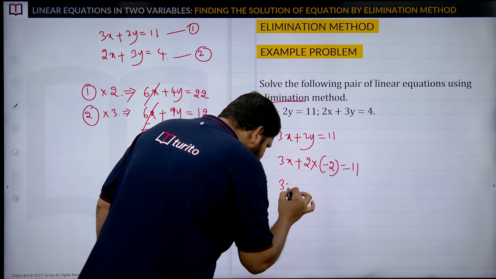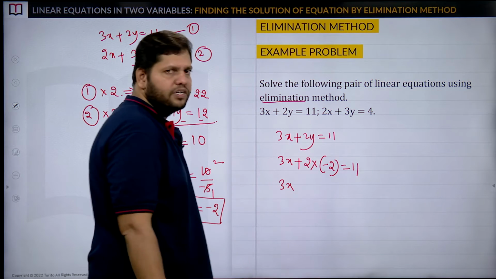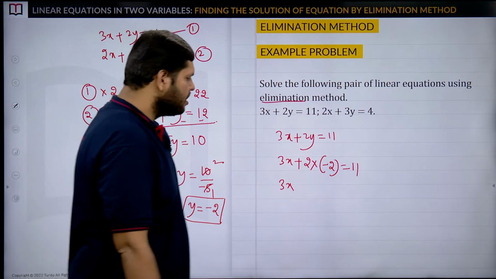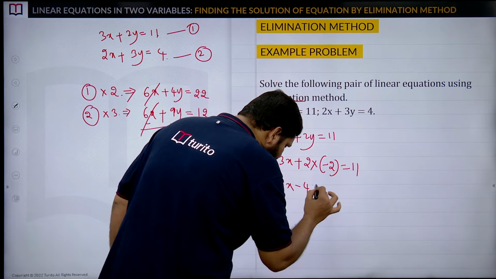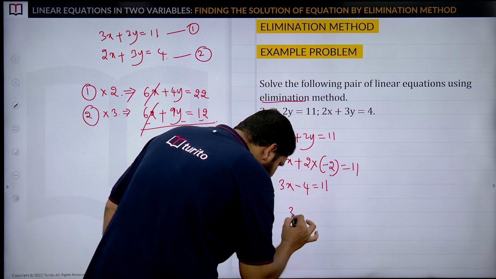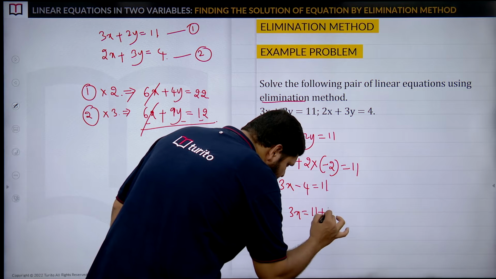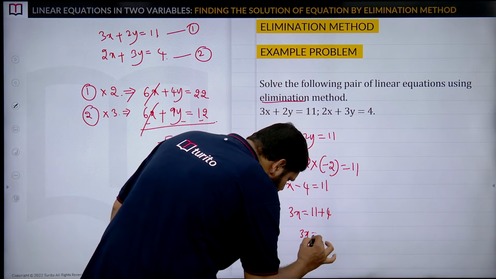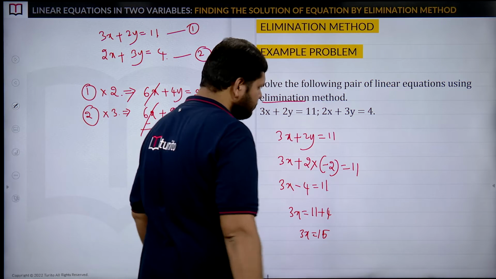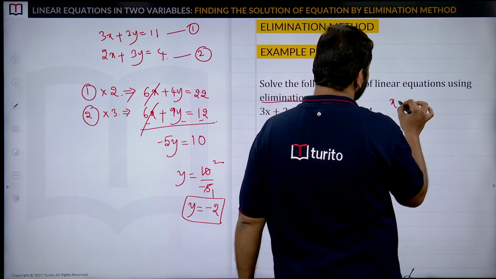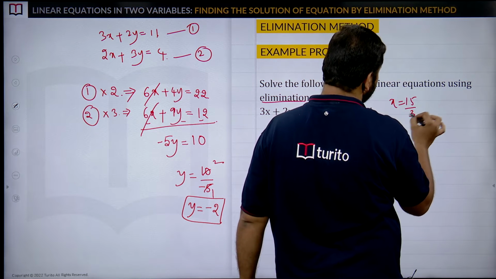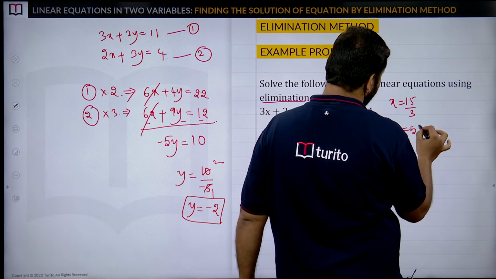So this is 3x. So 2 into minus 2, what is the value, children? It is minus 4 is equal to what? 11. So 3x is equal to 11 plus 4. 3x is equal to what? 15. Then x is equal to what we can write, children? 15 upon 3. Then x is equal to 5 is the solution.